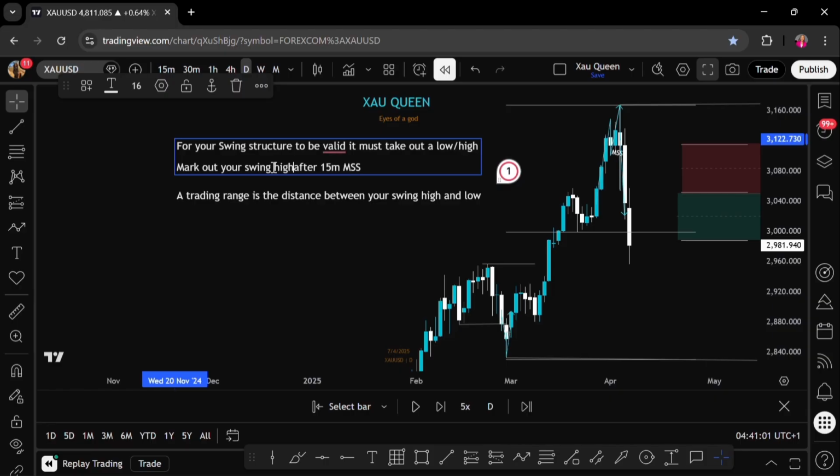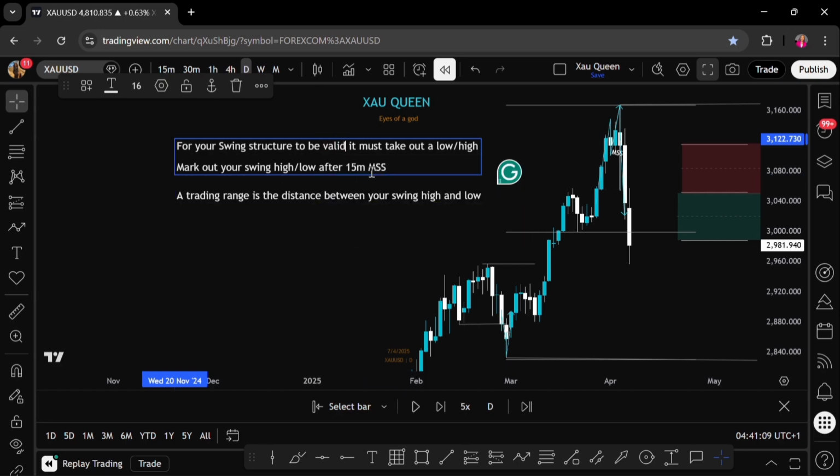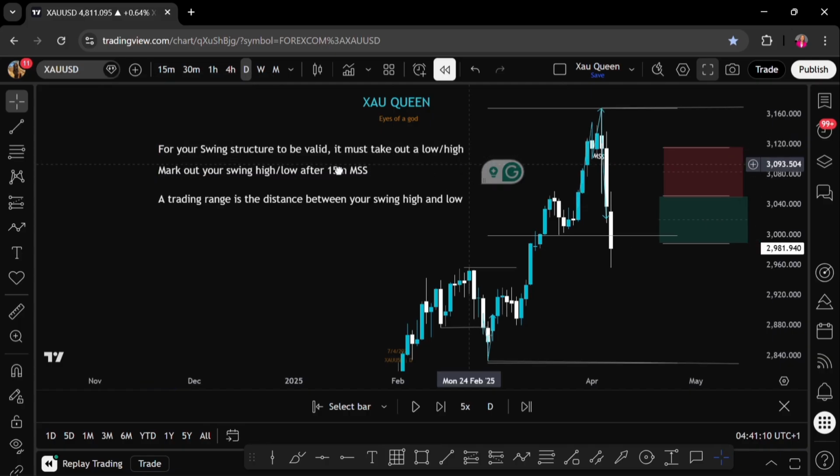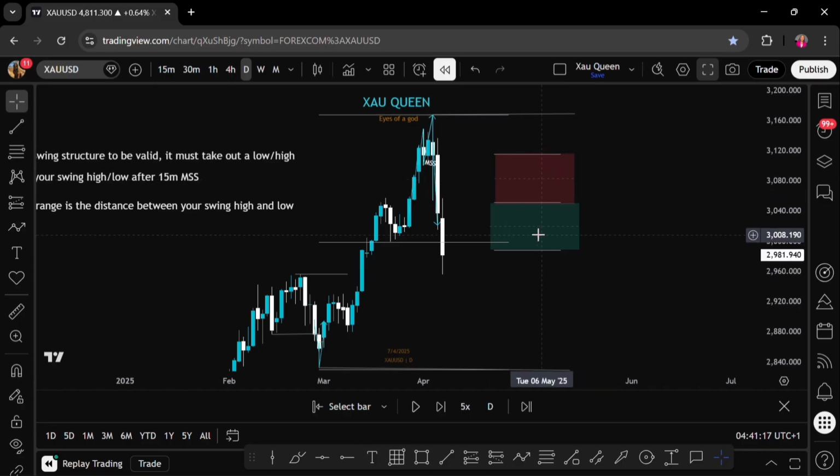Yeah, mark out your swing high or low after 15 minutes MSS. After 15 minutes market structure shift, mark out your swing high or your swing low. Do you get? Just as we've done in the lower time frame. And then when you are selling, remember our premium and discount. If we are buying when it is affordable, when it is in discount, which is below the 50% line. Anything below this 50% line, you can buy from a valid POI.